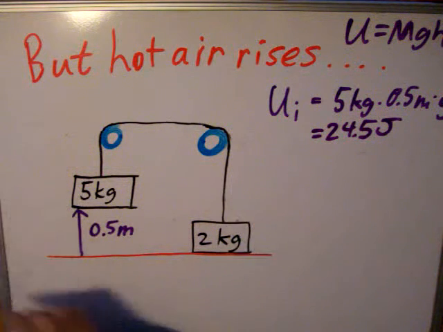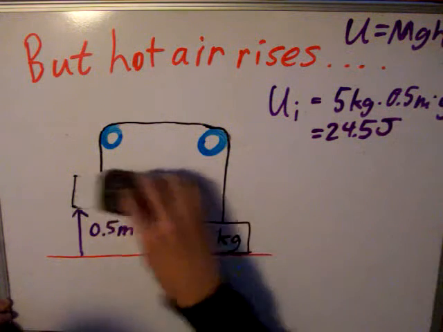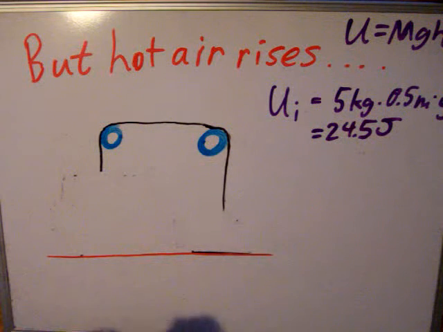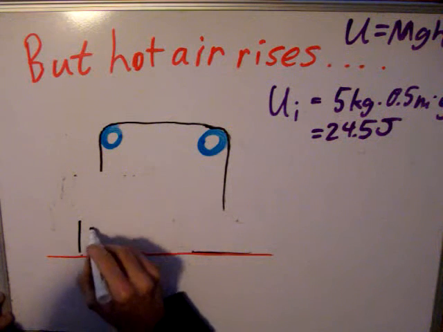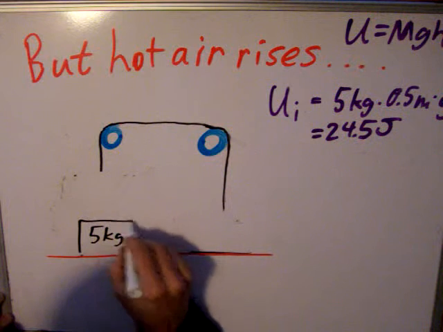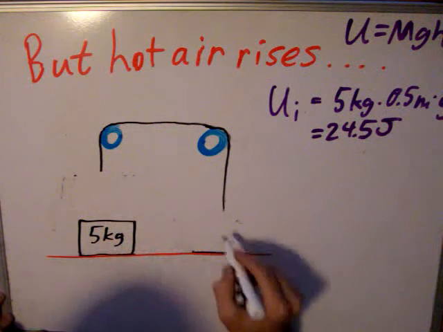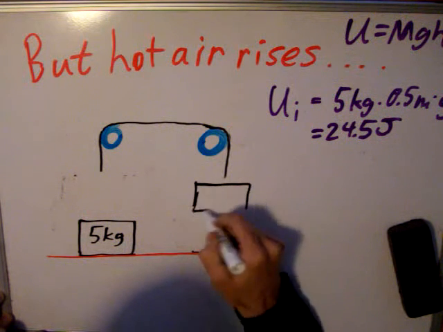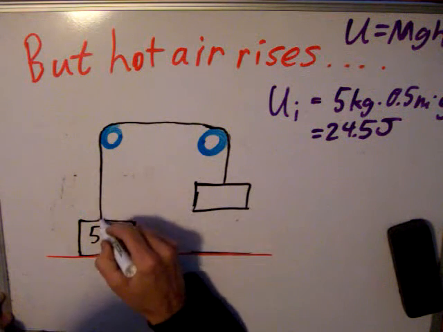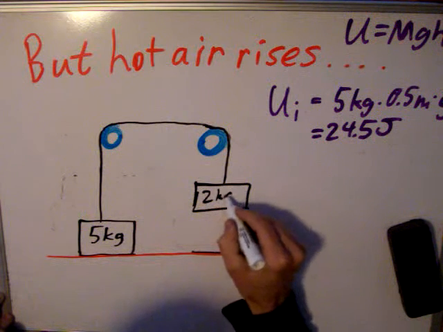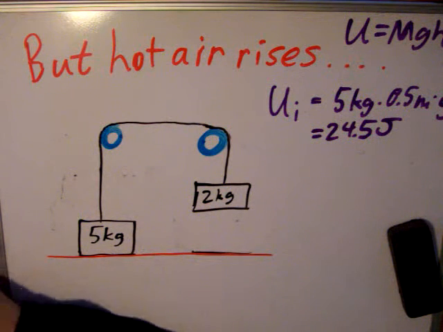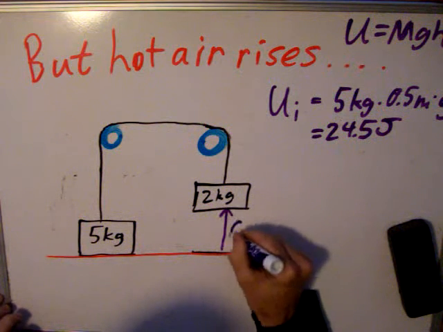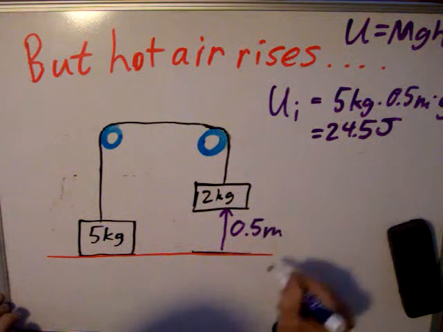Okay, now let's look at the final situation. These things are going to move, so I will just move them here. At the end, after nature has caused this one to fall down and this one to rise up, if this string is good string and doesn't stretch, then it'll be the same length as it was before, and that means that the height here will be, again, 0.5 meters.